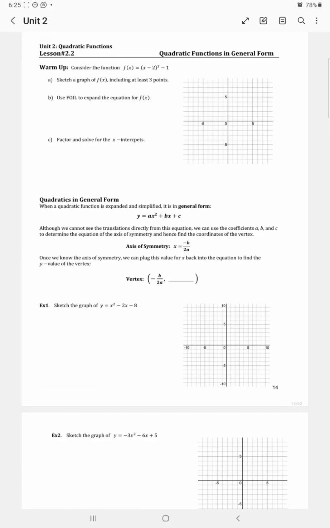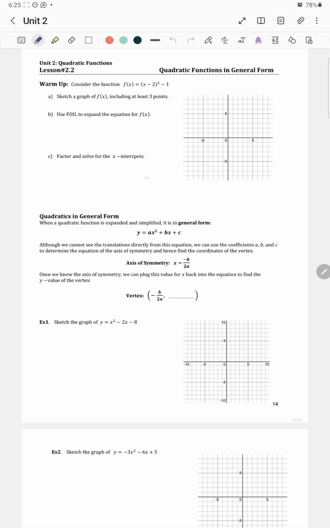So as we are working on quadratic functions, what are quadratic functions? We have already learned in the last video that any function which has the highest power or degree 2 is known as a quadratic function. In this video we are going to study the general form of the quadratic function. So let's do a warm up.